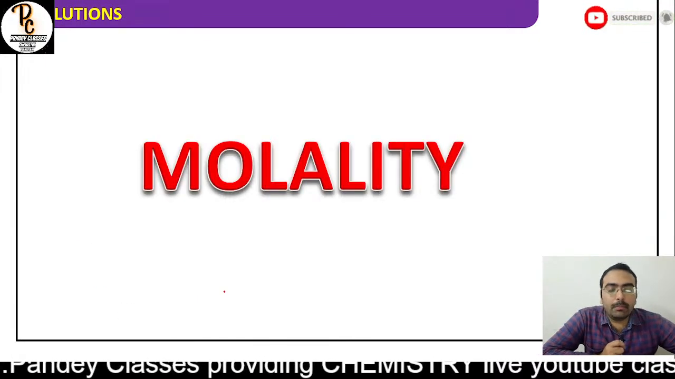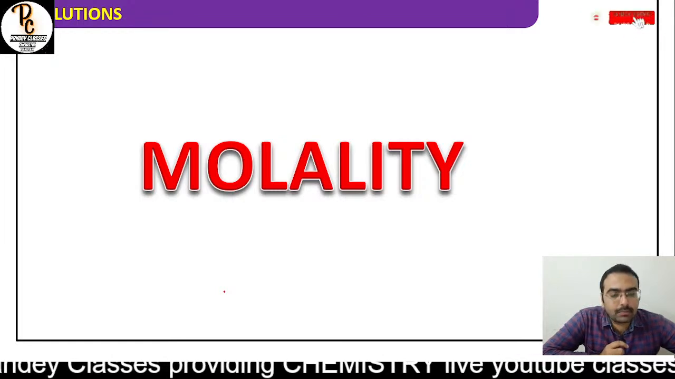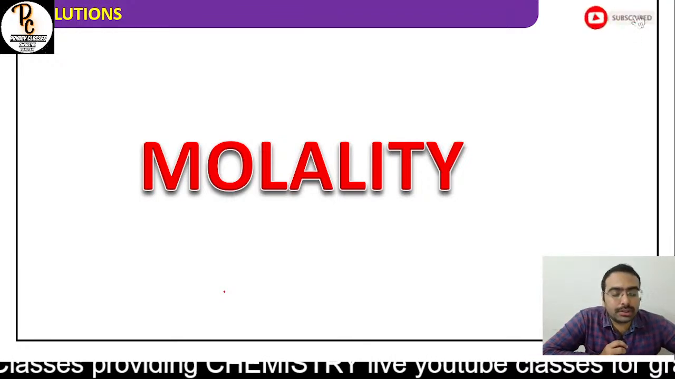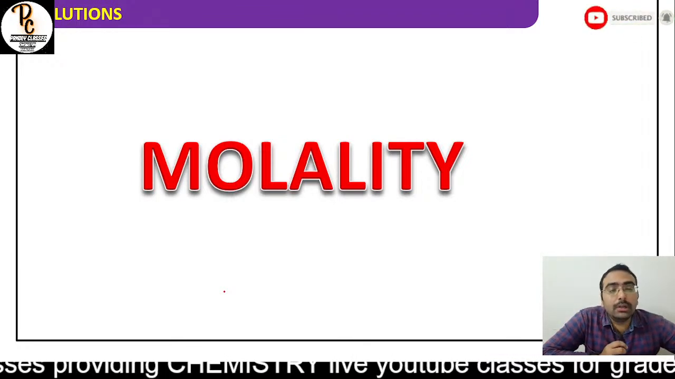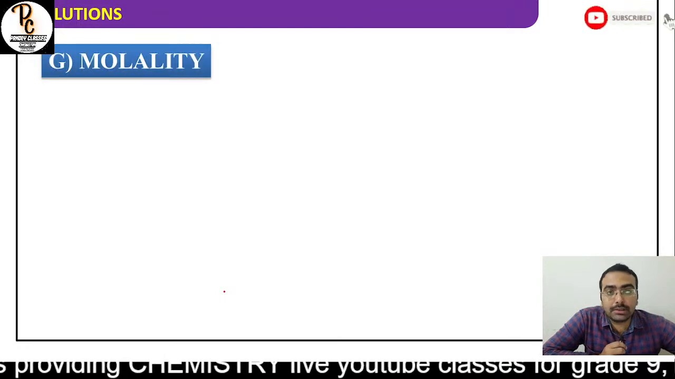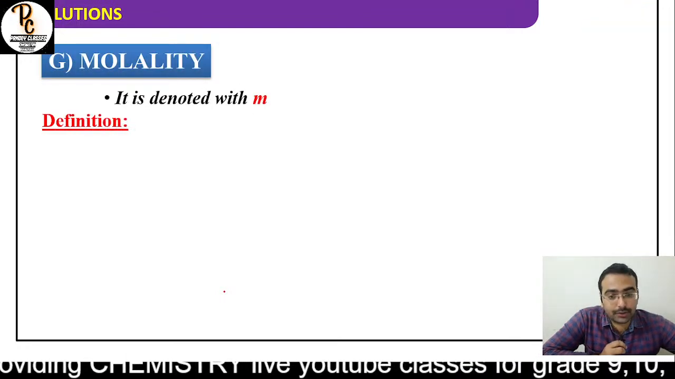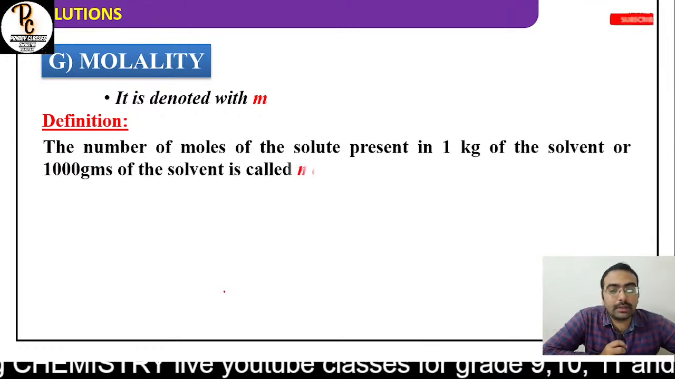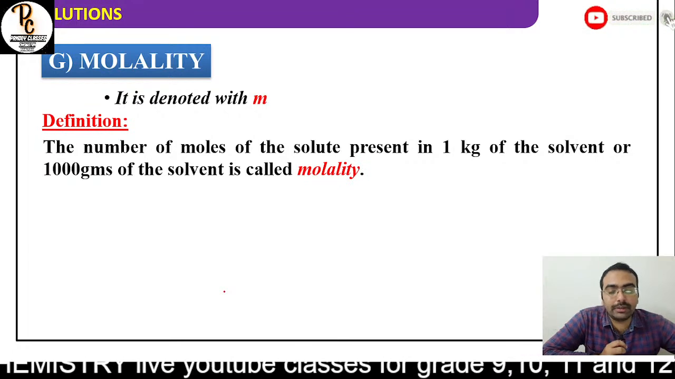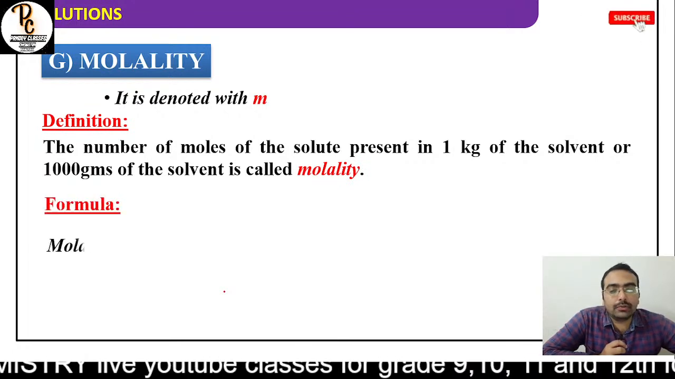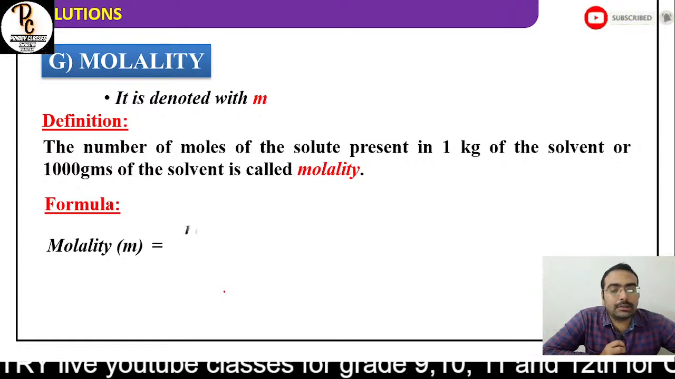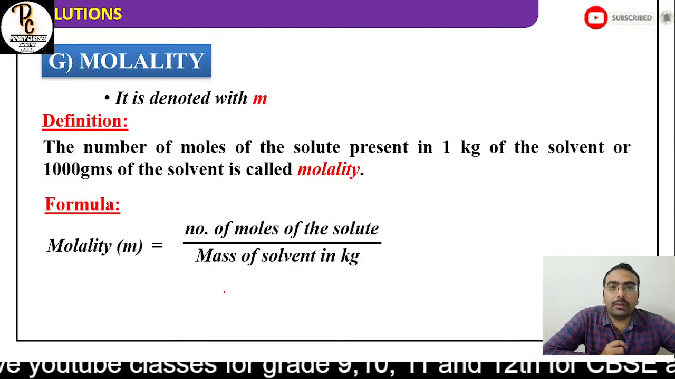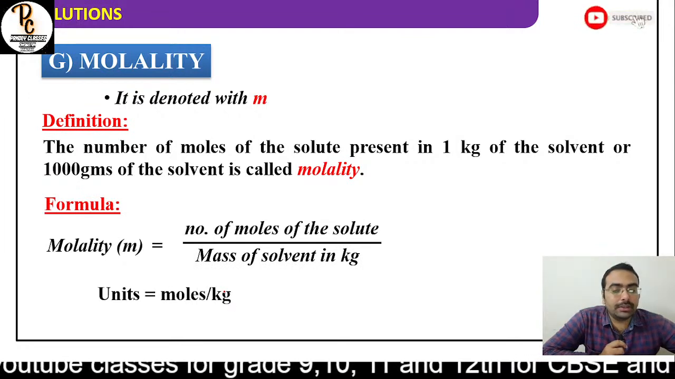Then we have molarity. So what is this molality? अभी तक हमने जितना भी डिस्कशन किया उन सारे डिस्कशन में हम सॉल्यूशन की बात कर रहे थे, बट दिस टाइम वी आर टॉकिंग अबाउट द सॉल्वेंट. It is denoted by small m, the number of moles of the solute present in 1 kg of the solvent, or 1000 grams of the solvent, is called molality. So the formula for molality is the number of moles of the solute divided by the mass of the solvent. The unit is mole per kg.